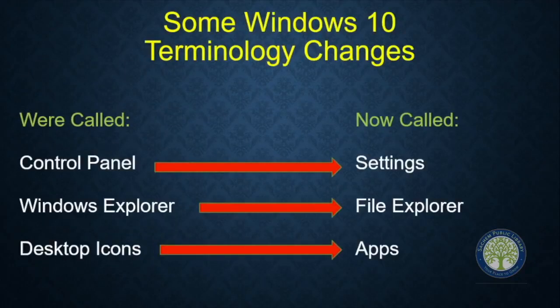Some Windows 10 terminology changes. Control Panel is now called Settings. Windows Explorer is now called File Explorer. Desktop icons are now called Apps.